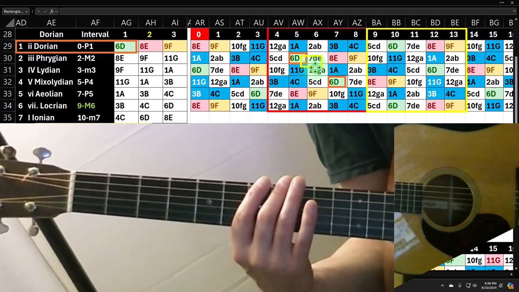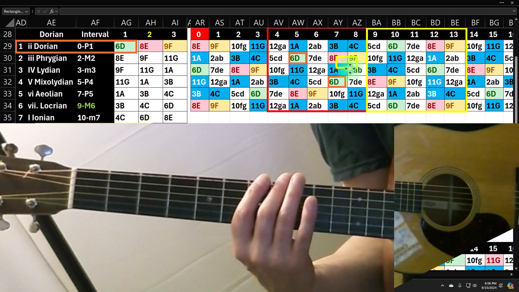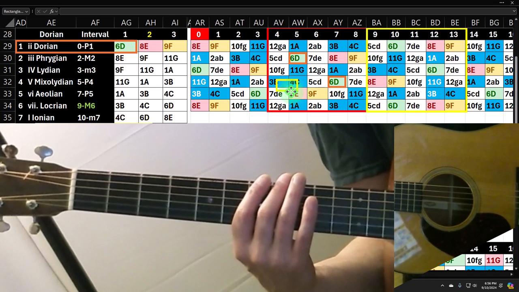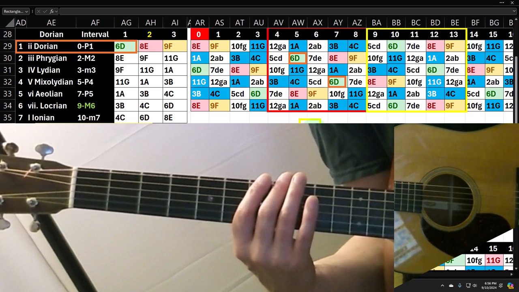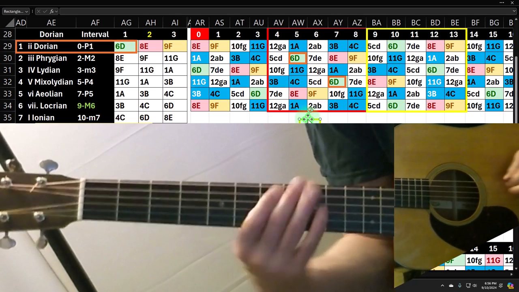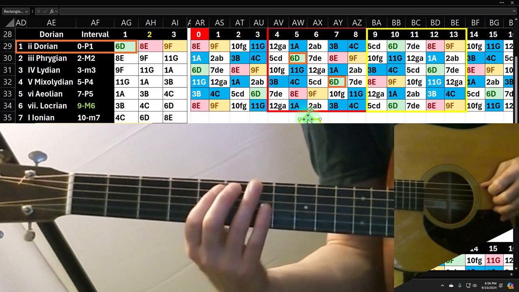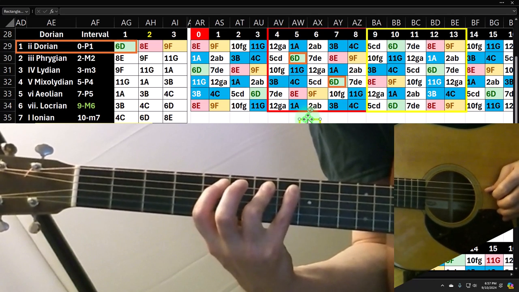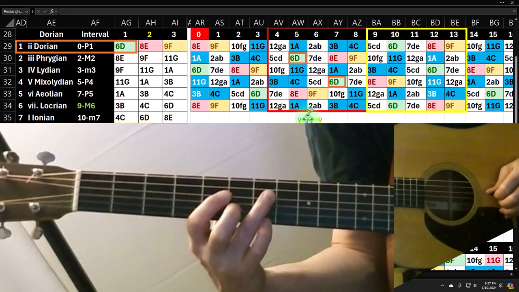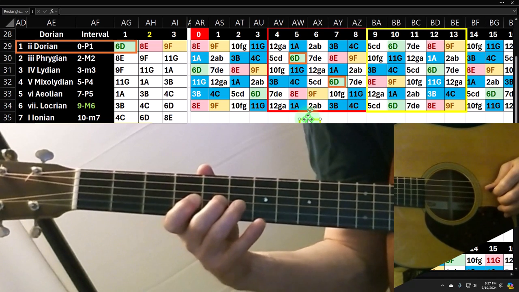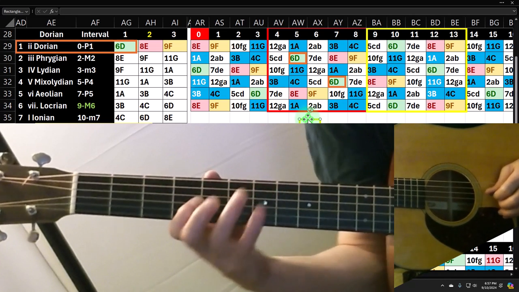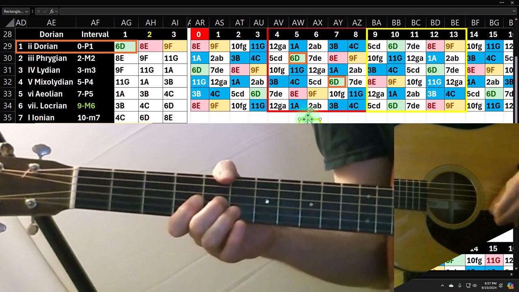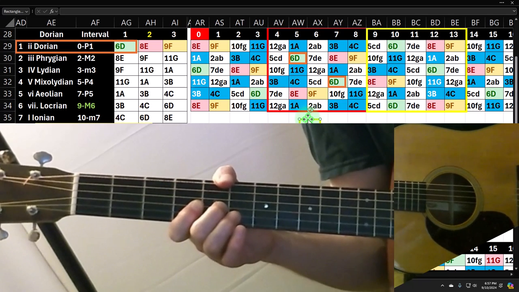But because I'm starting at the bottom of the box, there's two notes in between before I get to the top of the other box, which has the half steps in it. So if I go 1, 2, 3, my half steps are between the 2 and 3, and then there's two notes in between 3, 4, 5, and then we get to 6, 7. So in the Dorian, the half steps are 2, 3, 6, 7. That's going to be the half steps.